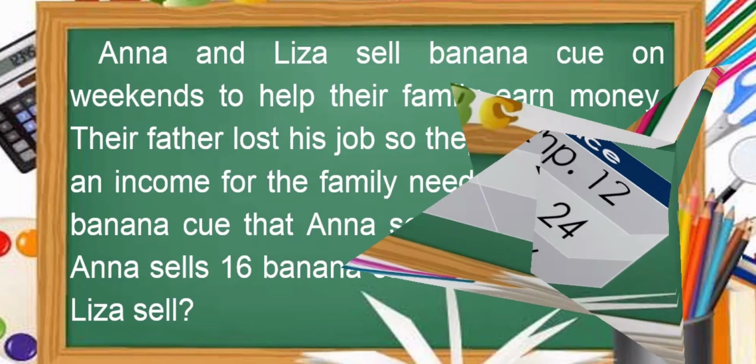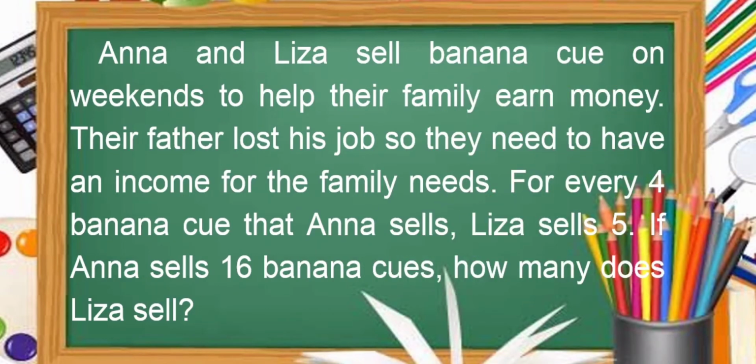Let's try another problem. Anna and Lisa sell banana Q on the weekends to help their family earn money. Their father lost his job, so they need to have an income for the family needs. For every 4 banana Q that Anna sells, Lisa sells 5. If Anna sells 16 banana Qs, how many does Lisa sell?